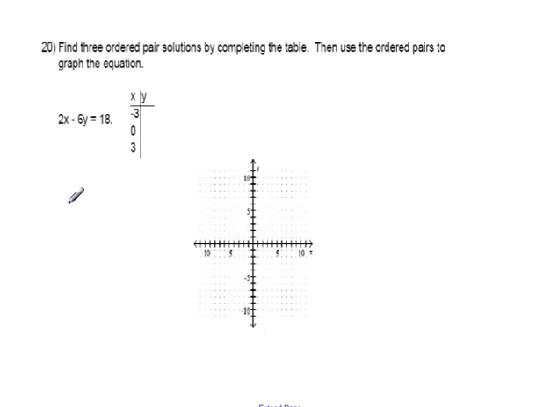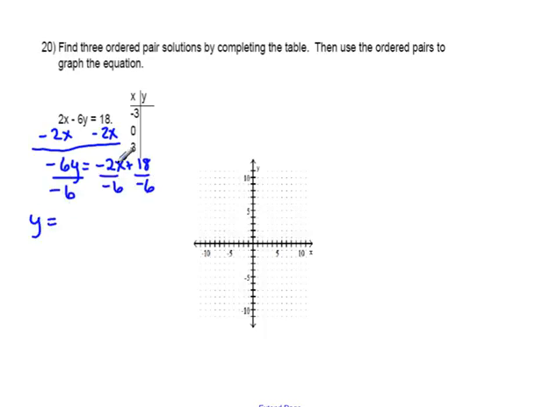There's certainly more than one way, but that's how I'm going to do it here. So I'm going to subtract 2x from both sides of the equation. The two x's will cancel, bringing down negative 6y equals negative 2x plus 18. Now I'm going to divide everything by negative 6 so that I can isolate the y. Negative 2 divided by negative 6 is a positive 1/3 x. Positive 18 divided by negative 6 is a minus 3.